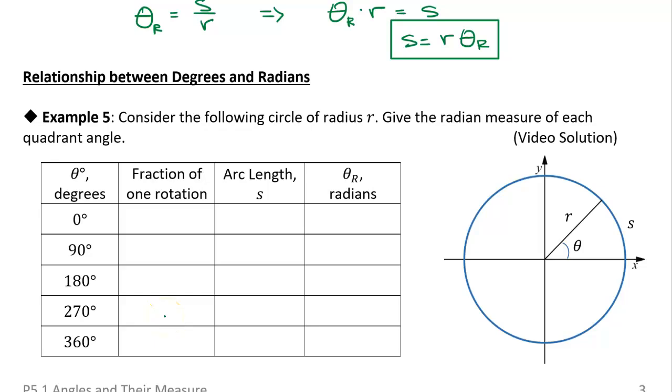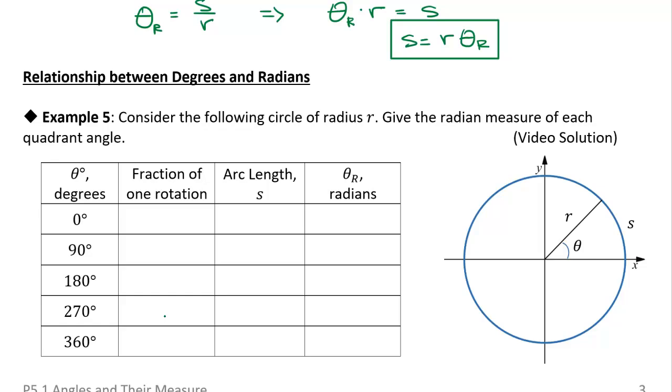Right, this example looks a lot like example 3. We have a circle of radius r centered at the origin on a coordinate plane, and it says to consider this circle and give the radian measure of each quadrant angle. If you remember, the quadrant angles are the angles where the terminal side lies on the axes. So like 0 degrees, the terminal side and the initial side lie along the positive x-axis.